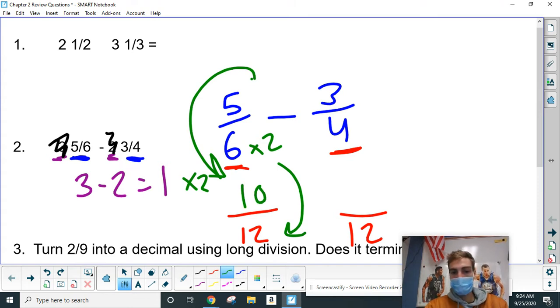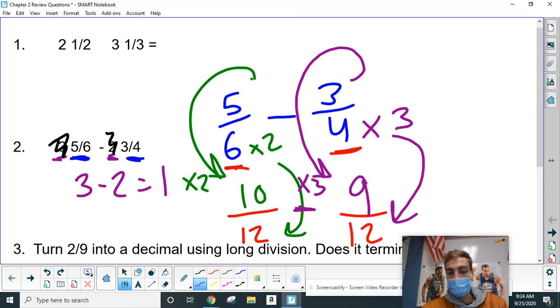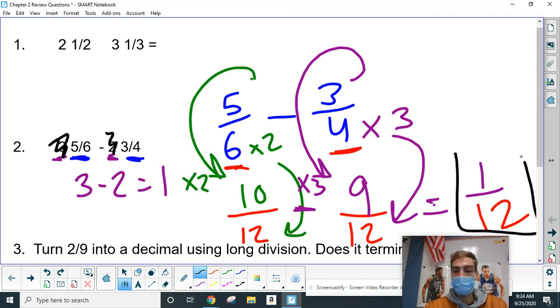And now what I'm going to do is look at how many times do I have to multiply 4 to get to 12. I'd multiply it by 3 to get to 12. So now I'm going to do the same thing for my 3. I'm going to multiply it by 3 as well. 3 times 3 will give me 9. And so now I have 10 minus 9. That's going to give me 1. And then my denominator of 12 would stay the same. So my final answer here would be 1 over 12.